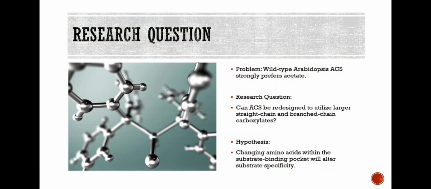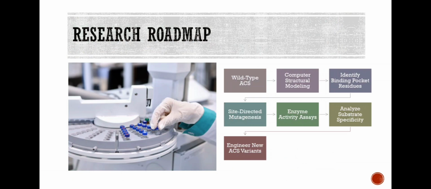So, the main problem here is that the wild-type ACS is highly specific for acetate and cannot efficiently use larger carboxylates. Therefore, the research question was: can ACS be redesigned to utilize larger straight-chain and branched-chain carboxylates? The researchers hypothesized that changing amino acids within the substrate binding pocket would alter the substrate specificity. So, what research roadmap did they actually follow? I tried to summarize the overall workflow.